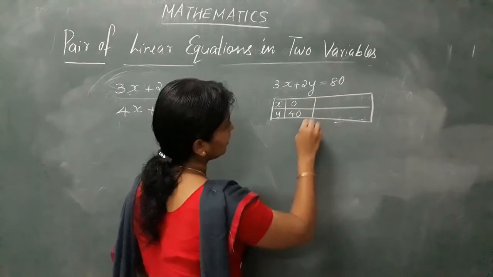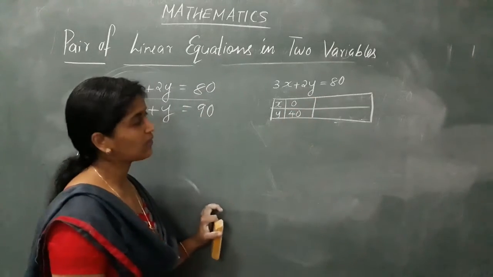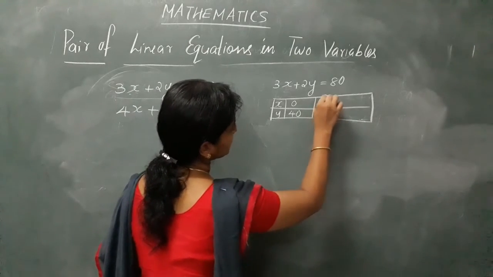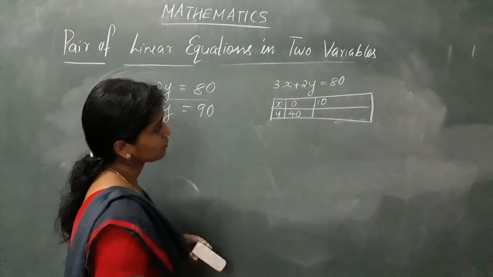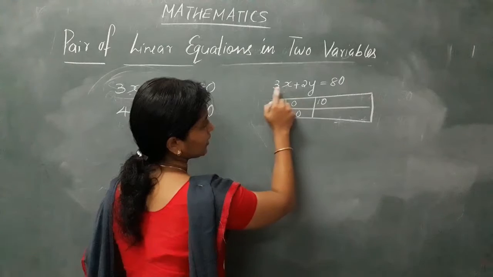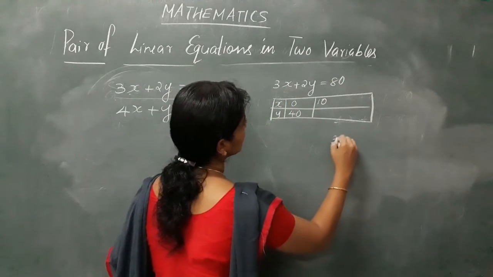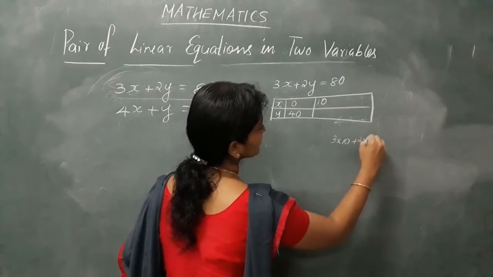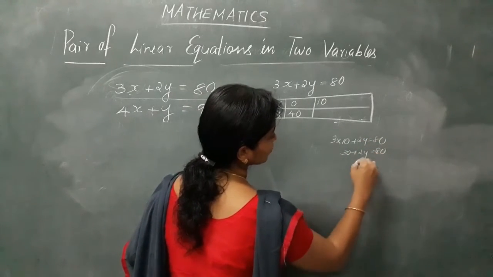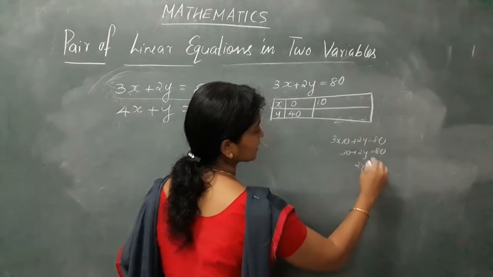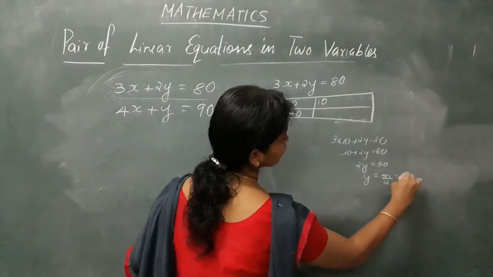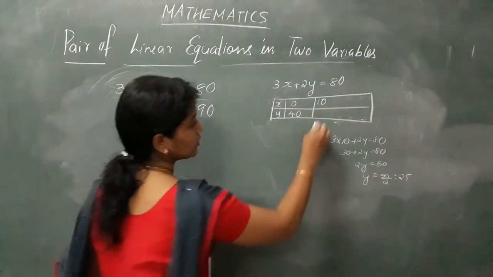Next, if I take y as 0, I will not get a whole value, so I will take x as 10. When I take x as 10, what do I get for y? 3 into 10 plus 2y is equal to 80, that is 30 plus 2y equal to 80. So 2y is equal to 80 minus 30, that is 50. y is equal to 50 by 2, that is 25. Clear? So 25.